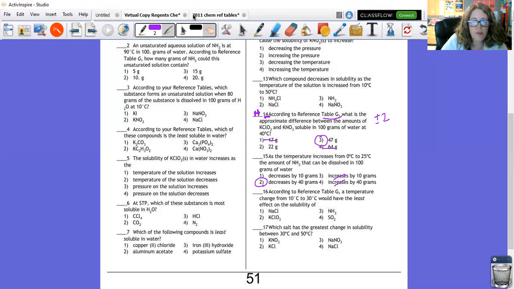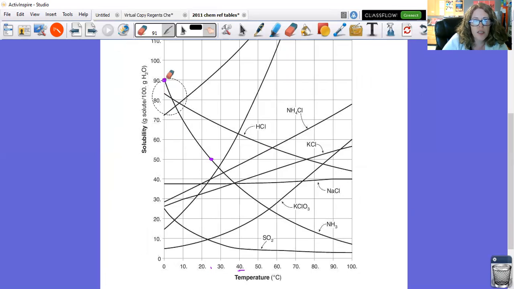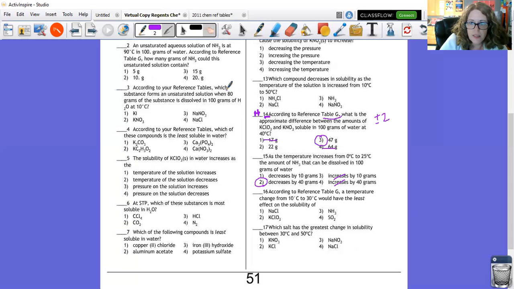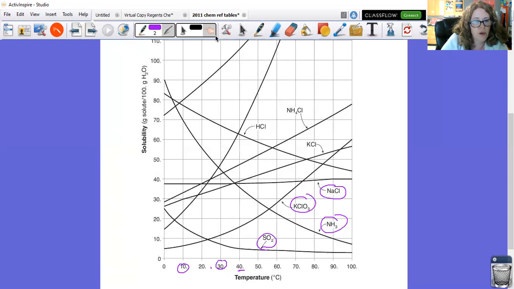Okay, so going back here, I'm trying to remember all of the substances we had. We had this one, this one, this one, and what was the third one? Those are the substances that we need to look at, from 10 to 30 degrees. I want to know which one has the least effect from temperature. If I'm looking at SO2, because that's the first one here, I'm going from here to here.